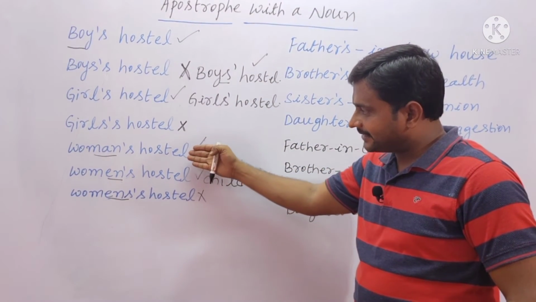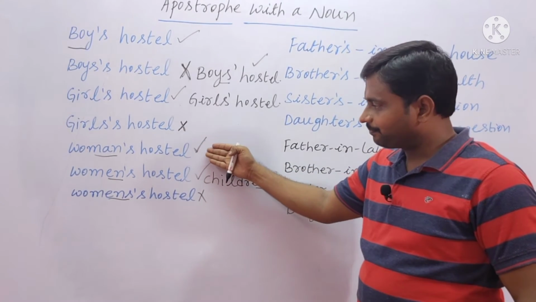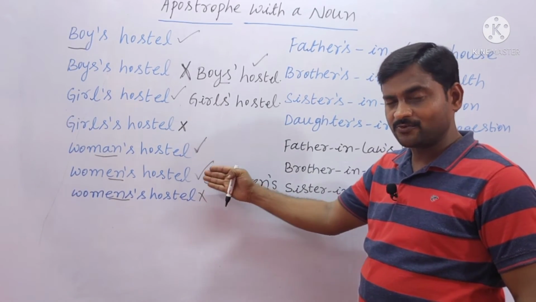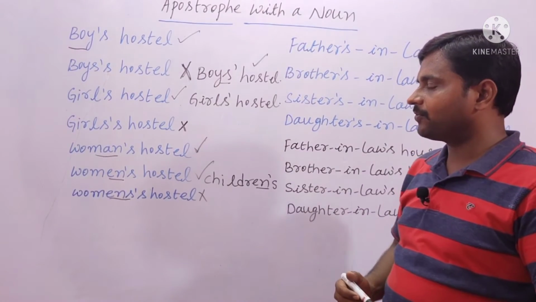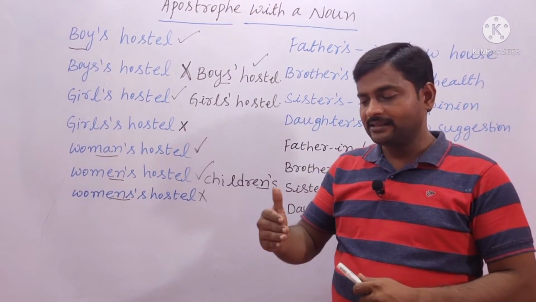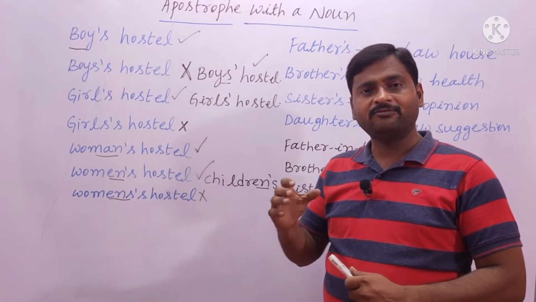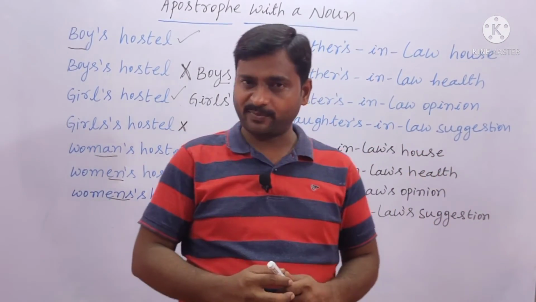Let us see again the plural noun. Women's hostel as a singular, women's hostel as plural. Like this you follow. When you follow this format, especially whenever you want to mention any apostrophe while writing any sentence or any drafting, your writing will be more effective while using these kinds of expressions.